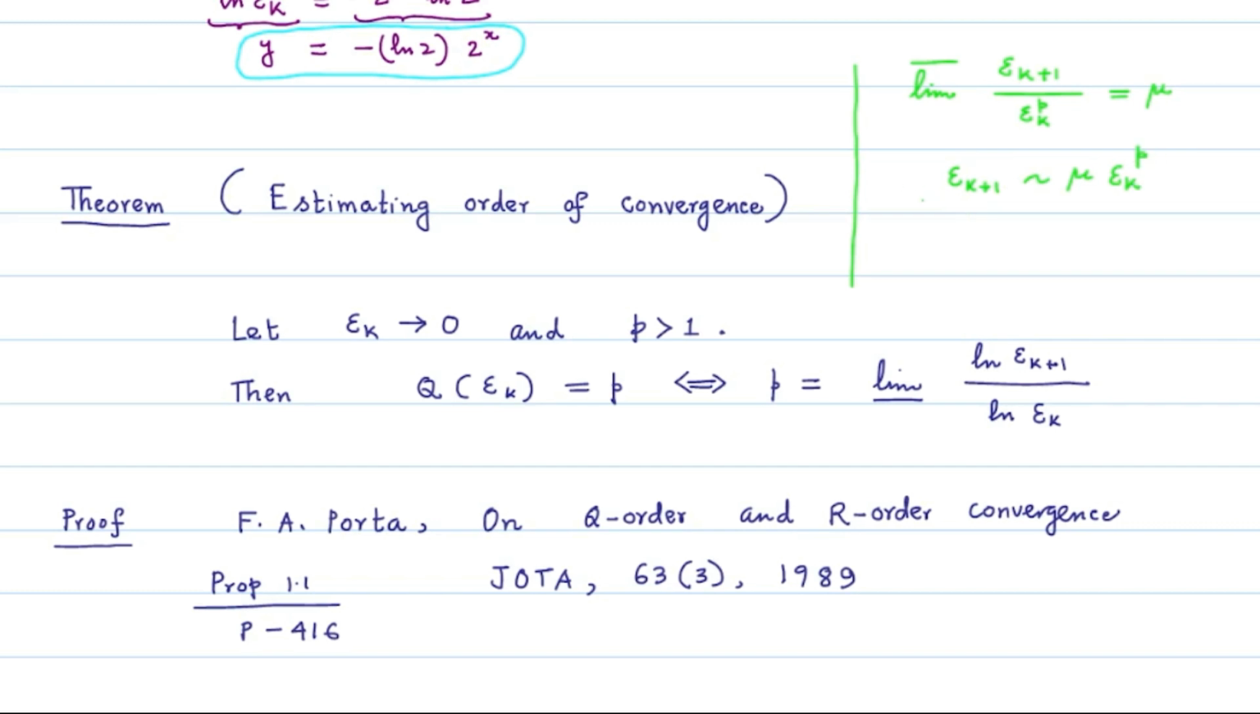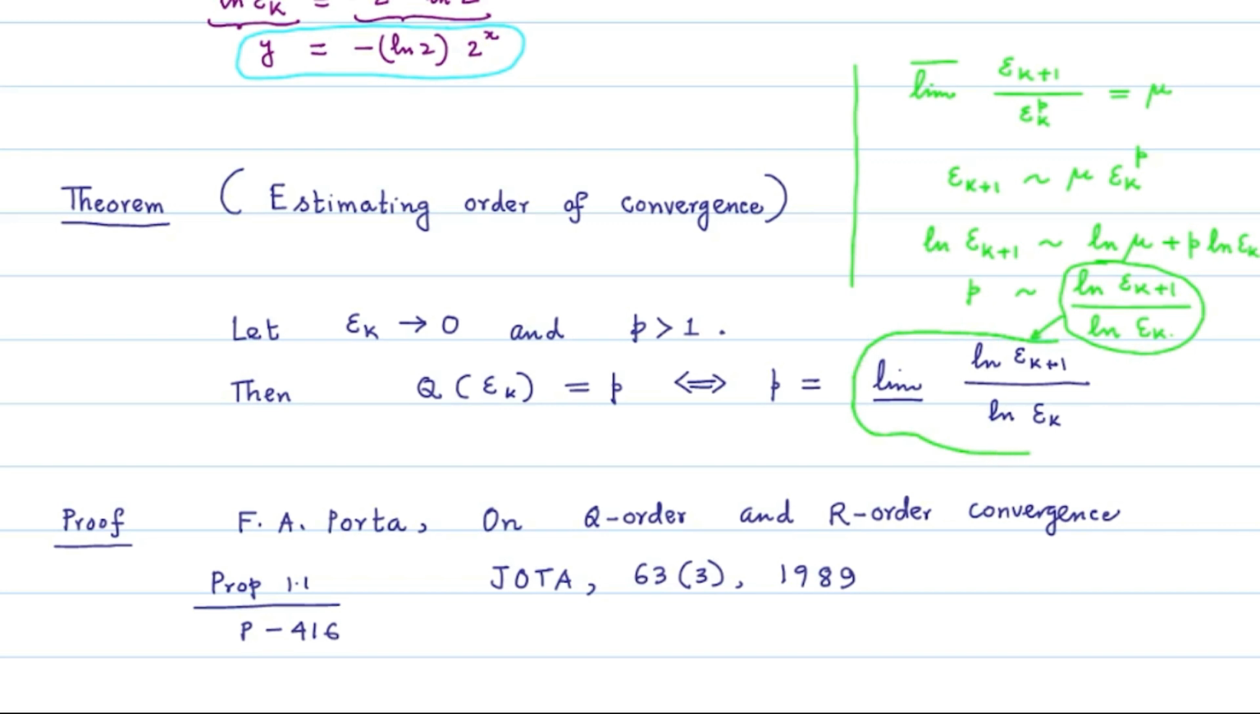Now we consider applying log on this approximate equation. On both the sides you will get log epsilon k plus 1 approximately equal to log mu plus p times log epsilon k. Now divide on both the sides by log epsilon k and then take k tends to infinity. You will get that p is approximately equal to log epsilon k plus 1 divided by log epsilon k. And the same expression is appearing over here to estimate the exact order of convergence of the sequence epsilon k.